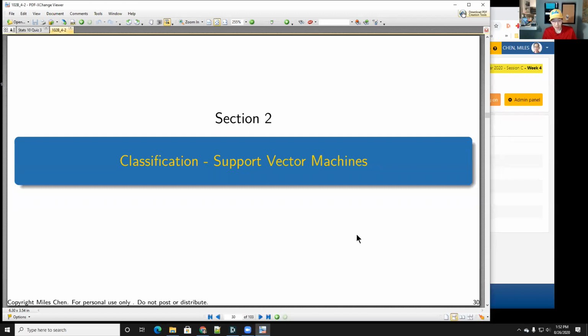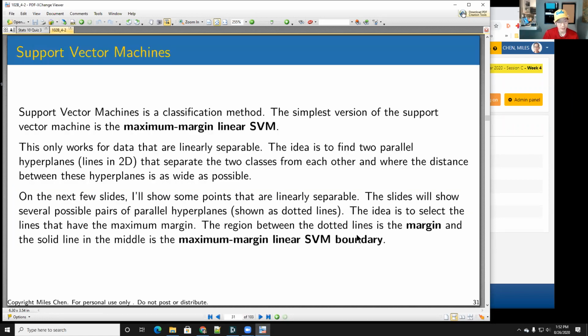Okay, so we'll continue on, and we'll talk about support vector machines here. Regarding support vector machines, this is another classification method. And we're going to just start off by talking about the maximum margin linear support vector machine.